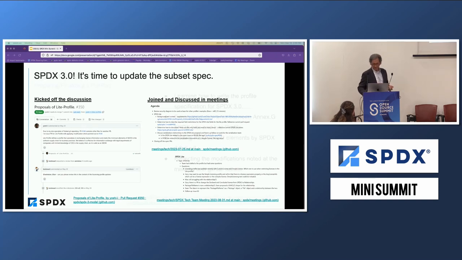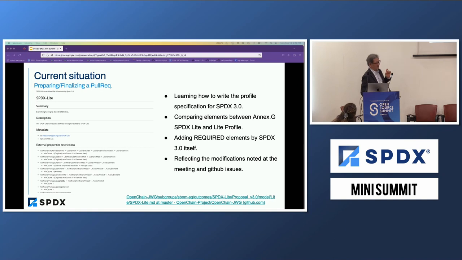And the current situation: it's hard to learn the latest profile specification of SPDX 3.0, but we are learning how to write down the Lite profile. We are comparing elements between the Annex G SPDX Lite and the Lite profile as of now, adding required elements by SPDX 3.0 itself, and reflecting modifications noted at the meeting and in GitHub issues.